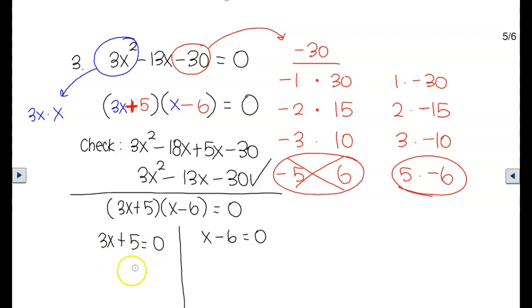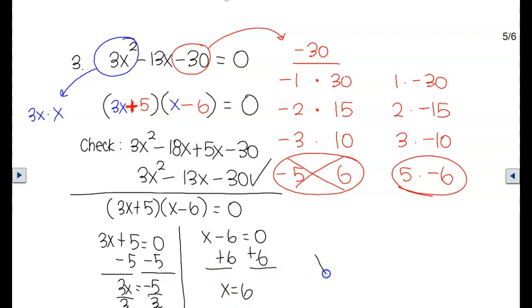for x. So on the first one, you'll subtract 5 on both sides. That'll give you 3x is equal to a negative 5. And then we will divide both sides by 3 and get x equals a negative 5/3. On the second equation, a little easier. All we have to do is add 6 to both sides, and we get x is equal to a positive 6. So on this equation, my solutions are x equals a negative 5/3 and a positive 6.